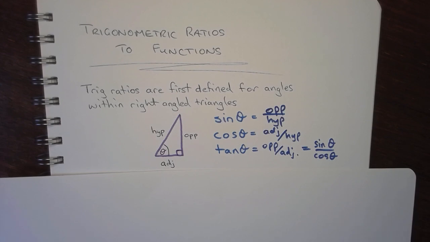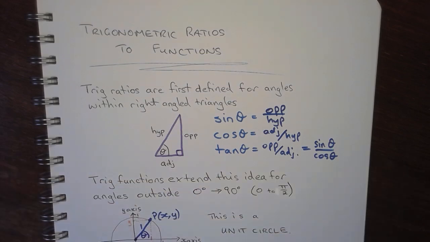Now the problem with these is that because they're defined in terms of an angle inside a right triangle, they can only ever be evaluated for angles between 0 and 90 degrees. But the trigonometric values are really useful for angles that are different from that, angles that are less than 0, angles that are bigger than 90 degrees. So we need to come up with a way to talk about trig values for angles that aren't just the ones inside right angle triangles.